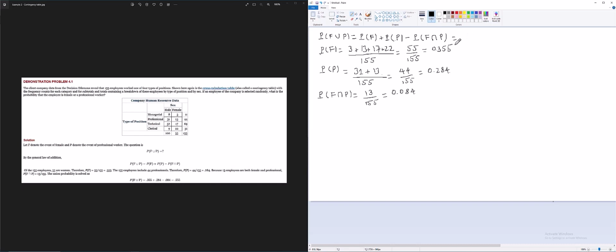Just plug those in, and that would be 0.355 plus 0.284 minus 0.084. Then the answer is going to be 0.555. That's the probability of F union P.